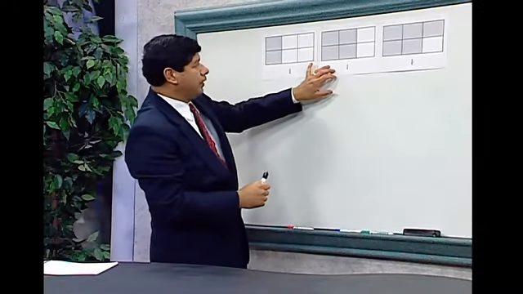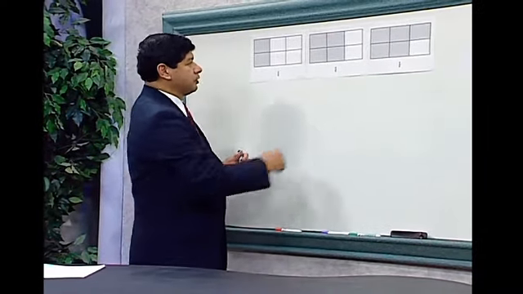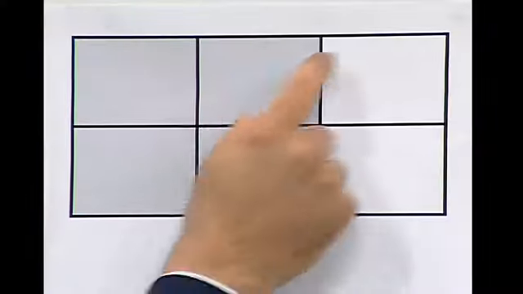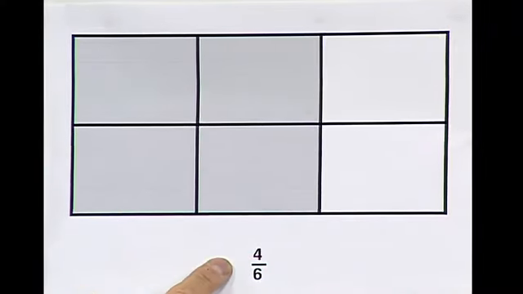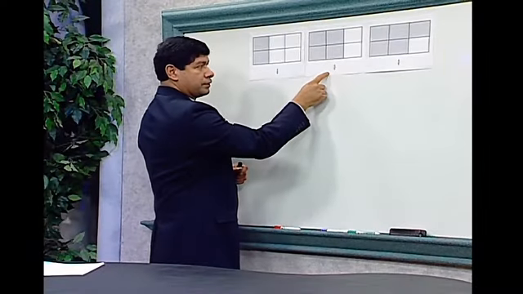Our next model, again, it is divided equally into 6 equal parts. 1, 2, 3, 4, 5, 6. And of the 6 equal parts, 4 are shaded. 1, 2, 3, 4. Thus we have 4/6.